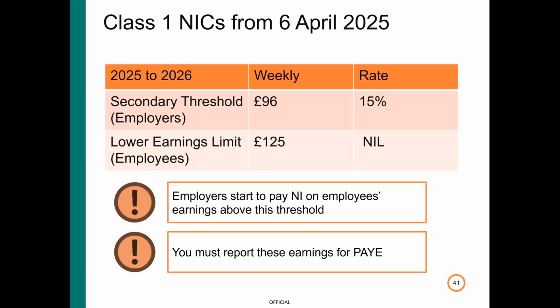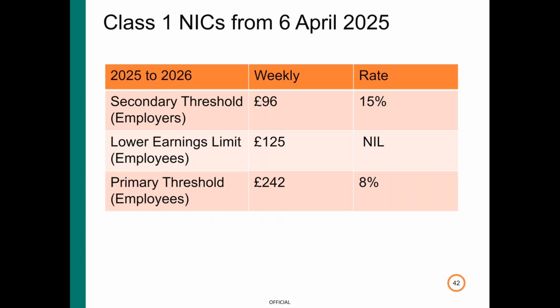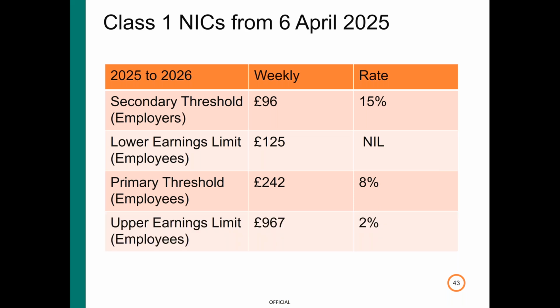Employers will pay 15% on employees' earnings above £96 per week. This is an increase from 13.8%. Employees do not start to pay NI until they reach the primary threshold, which remains at £242 per week, and they pay 8% on the earnings above £242. The upper earnings limit for employees remains at £967 per week. Employees pay 2% on earnings above the upper earnings limit.